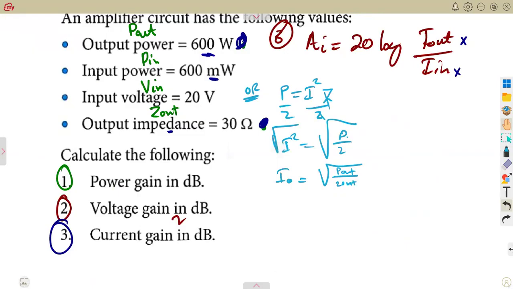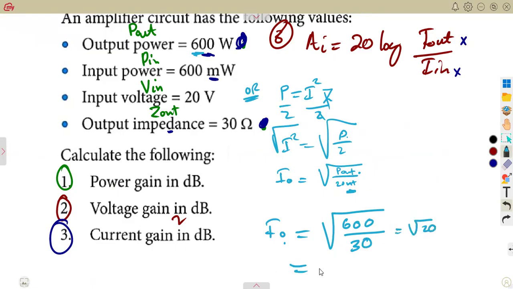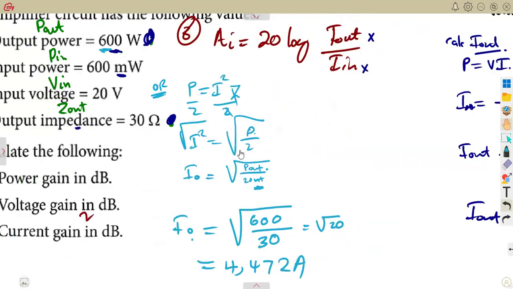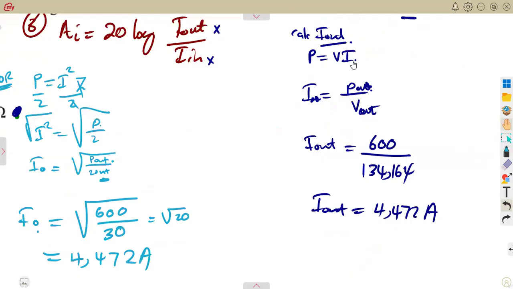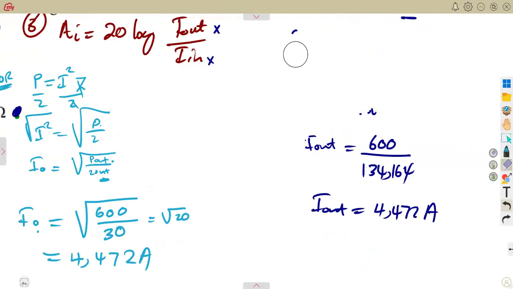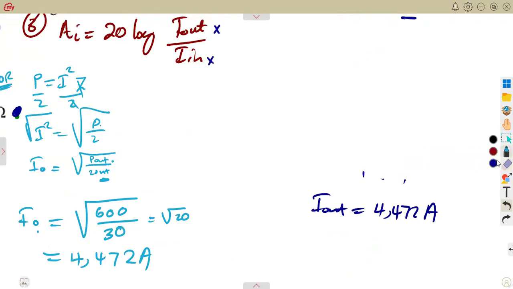All right, so here the output current is going to be the square root of the output power, which is 600, over the output impedance, which is 30. So that is the square root of 20. Actually, this one is going to give us the square root of 20, which is 4.472 amps. So as we can see, we are obtaining the same value of current. Either way, I don't know which way you were going to take in your calculations, we are going to obtain our output current as 4.472 amps.